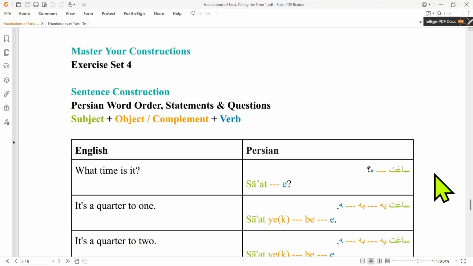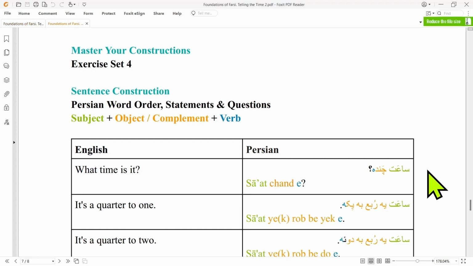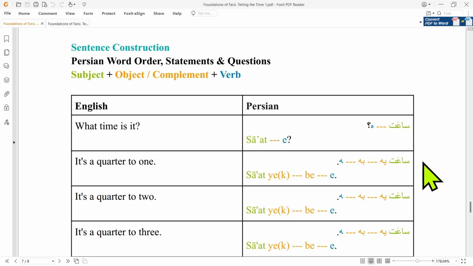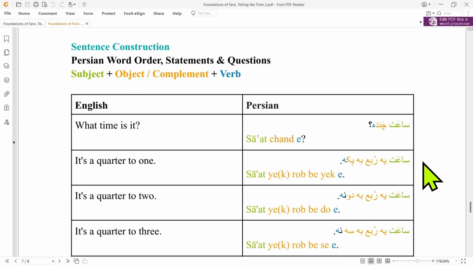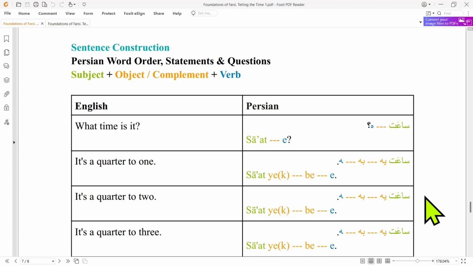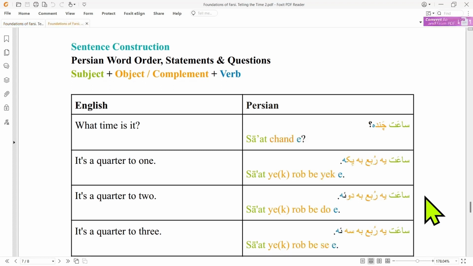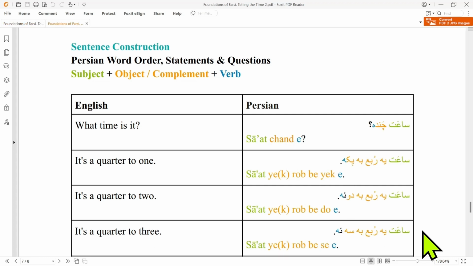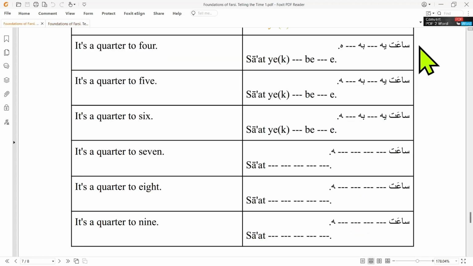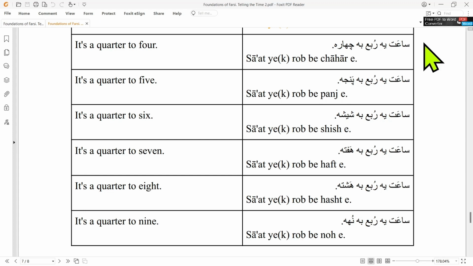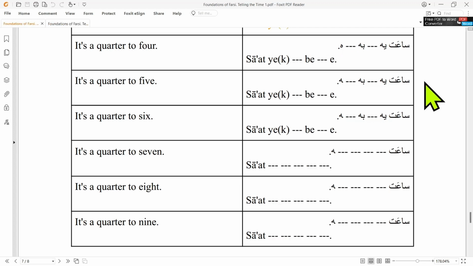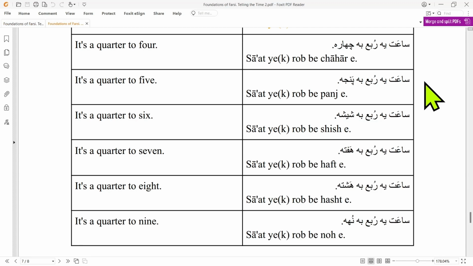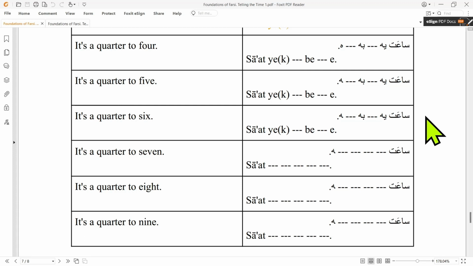Do you remember how we can say what time is it in Persian? ساعت چنده. And how can we say it's a 1:45? ساعت 1:45. It's a 1:45. It's a 2:45. It's a 3:45. It's a 4:45. It's a 5:45.